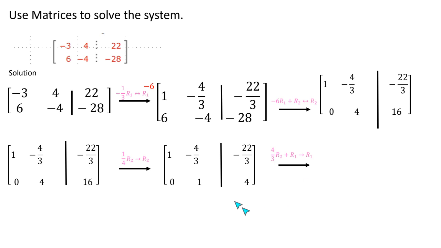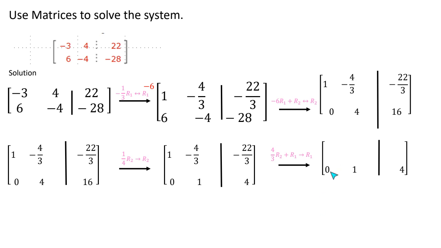Okay, so now we're going to make the -4/3 become a 0. In order to do that, remember the 1, you have to multiply by its opposite. So its opposite is positive 4/3. So 4/3 times row 2, plus row 1, and then our answer we're going to place in row 1. Okay, so let me go ahead and do that.